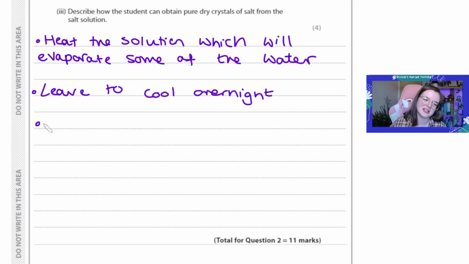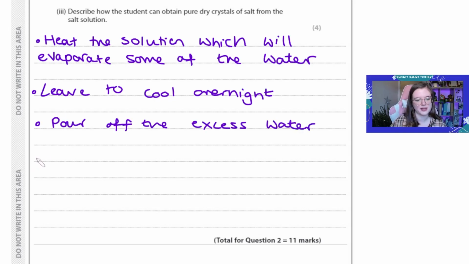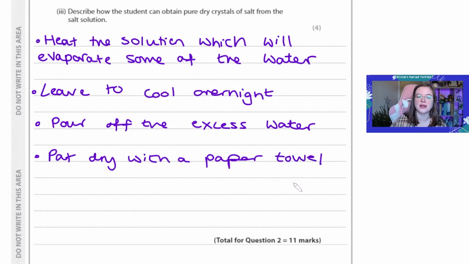Then you can just pour off that water, filter out the crystals. Pour the water away, right? And the last thing you're going to do is just pat it dry with a paper towel. Then you'll have your results. And yeah, that would be 4 marks for these 4 points. On we go. Question 3.